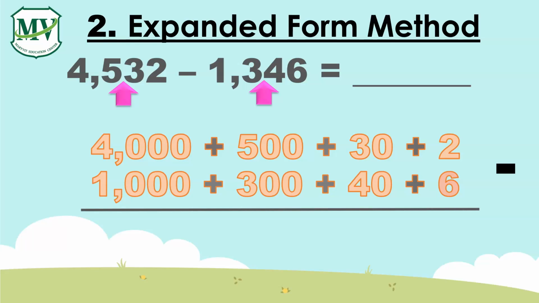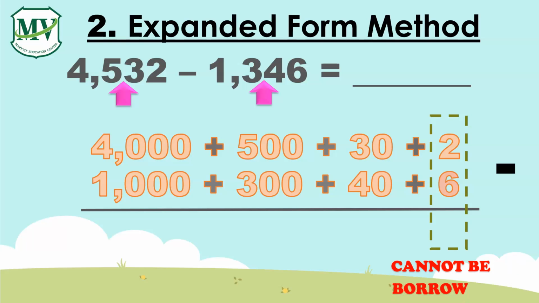We begin with step 1. Subtract the ones. 2 minus 6 cannot be. We need to borrow from the next place, tens. 30 becomes 20. We regroup 10 into 10 ones. 12 minus 6 is 6.